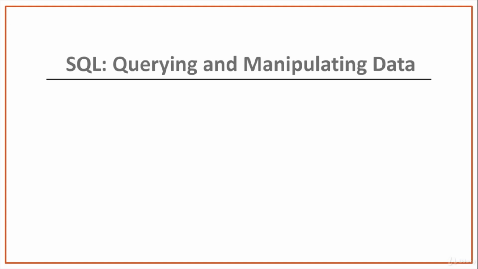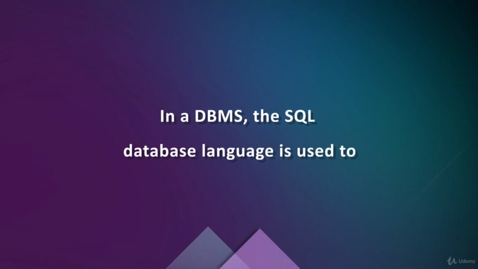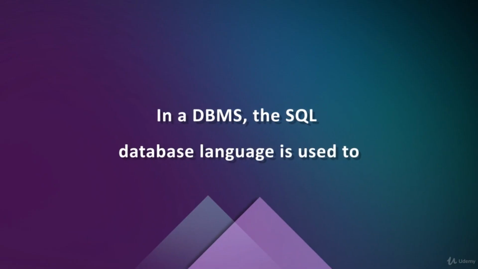Then in the late 1970s, Relational Software Incorporated, which is now Oracle Corporation, introduced the first commercially available implementation of SQL, Oracle V2 for VAX computers. Many of the currently available relational DBMSs, such as Oracle Database, Microsoft SQL Server, MySQL, IBM DB2, IBM Informix, and Microsoft Access, use SQL.